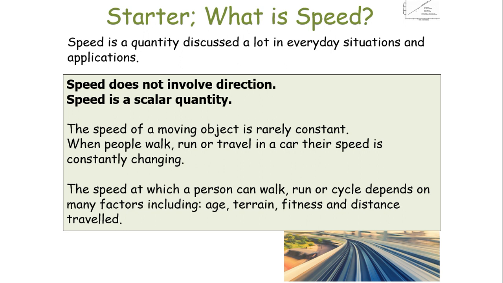Speed is a quantity that's discussed a lot in everyday situations and applications. It's not something which involves direction, so it's a scalar quantity. The speed of any moving object is very rarely constant. In the example of humans, when people walk or run or travel in a car, their speed is constantly changing. That can depend upon your age, the terrain of the ground you're on, your fitness, or the total distance you've already travelled.